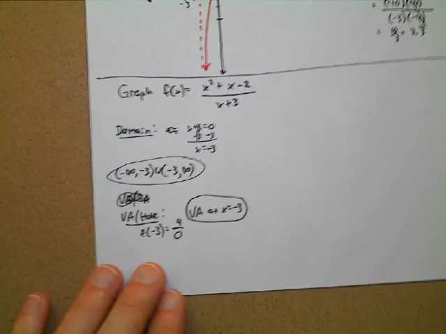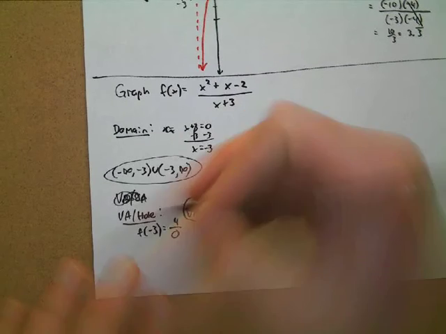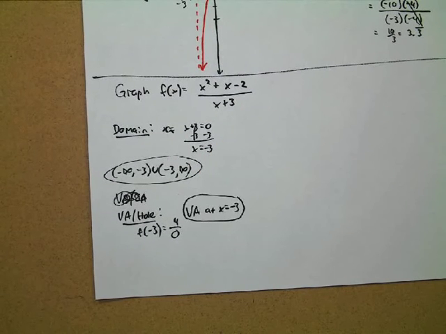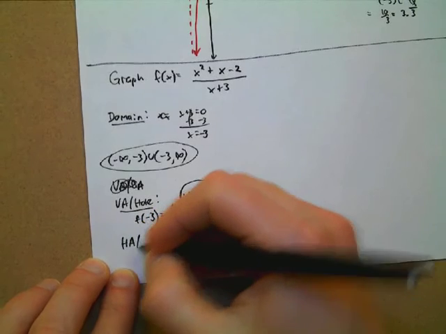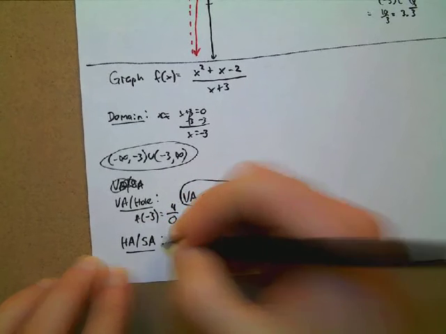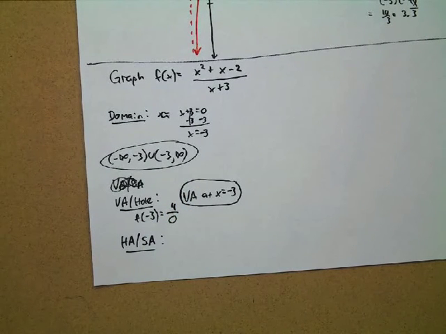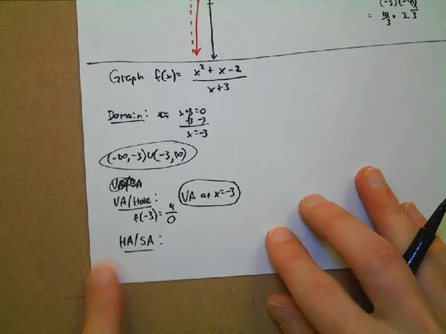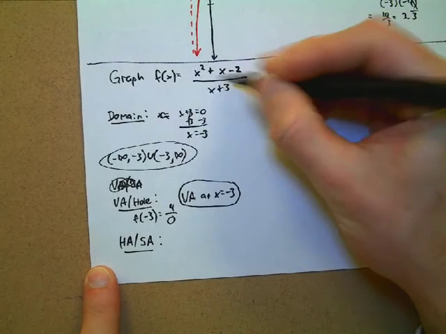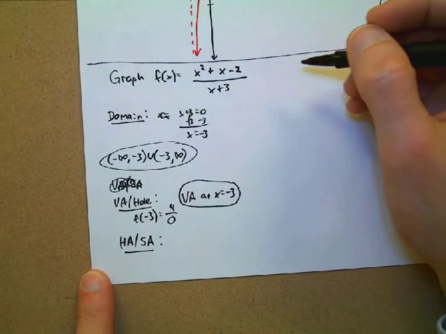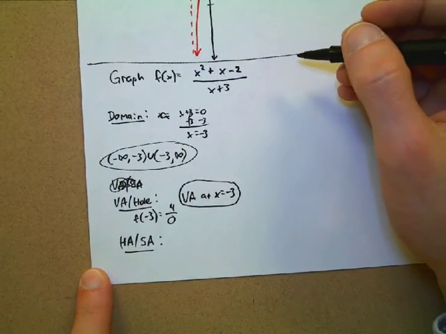Very exciting. All right. Now we'll identify any horizontal or slant asymptotes. Okay. And for that, we look at the degree, right? This is what we talked about yesterday. What is the degree of the numerator? 2. What's the degree of the denominator? 1. So do we have any horizontal asymptotes? No, because the degree on the top is bigger than the degree on the bottom.